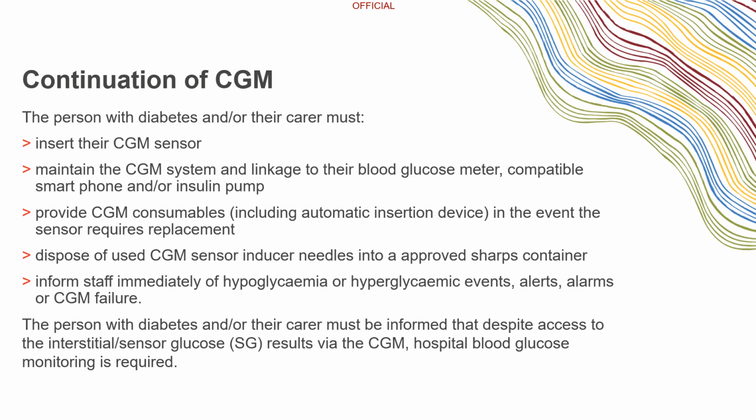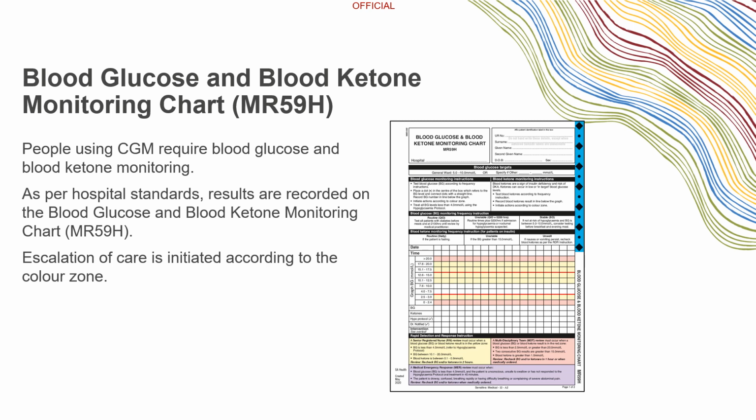And importantly, despite access to the interstitial glucose results via the CGM, the person with diabetes and their parent or carer must be informed and be aware that hospital blood glucose monitoring is still required. Documentation that the person with diabetes has a CGM system in situ and that he or she or their parent or carer will care for this device during the hospital admission must be included in the medical record.